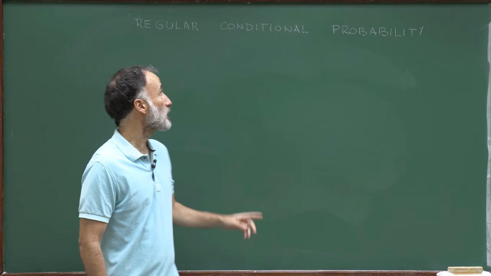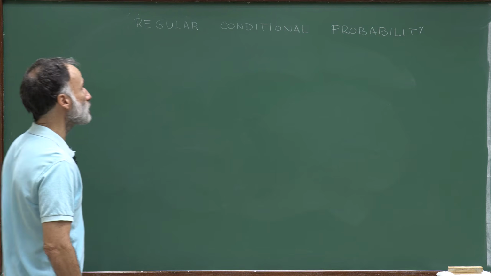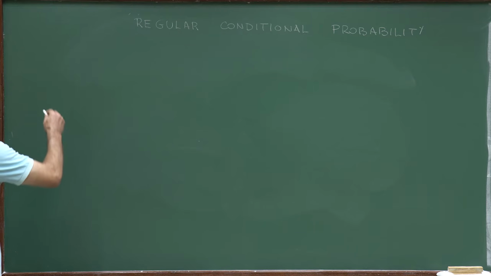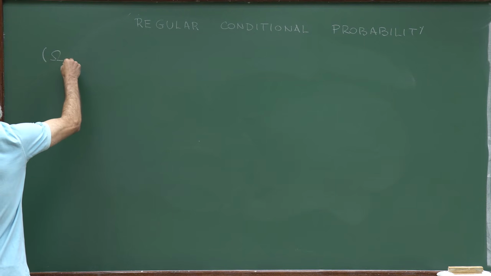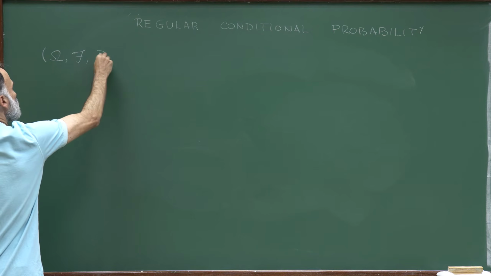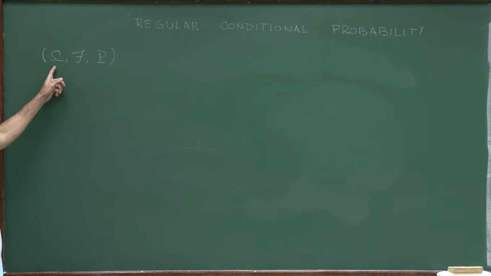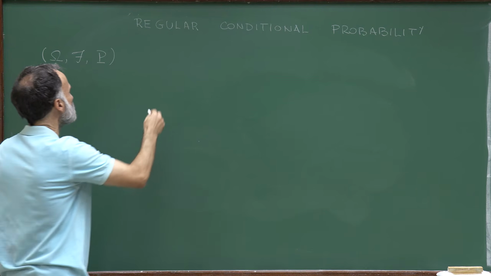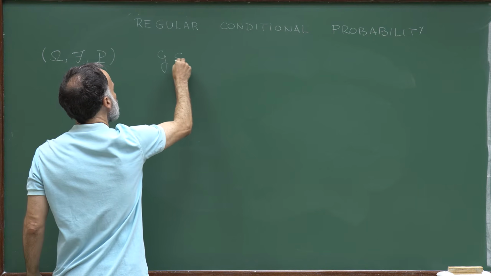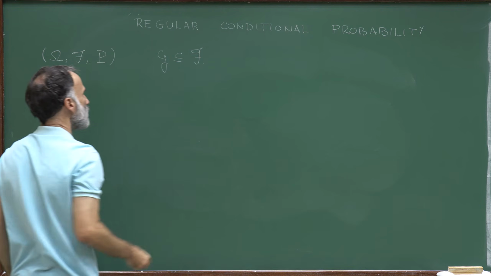So in this lecture, I will discuss regular conditional probability. Throughout the lecture, we will have a probability space: a set omega, a sigma algebra F, and a probability P, and a sub-sigma algebra G, which is contained in F.